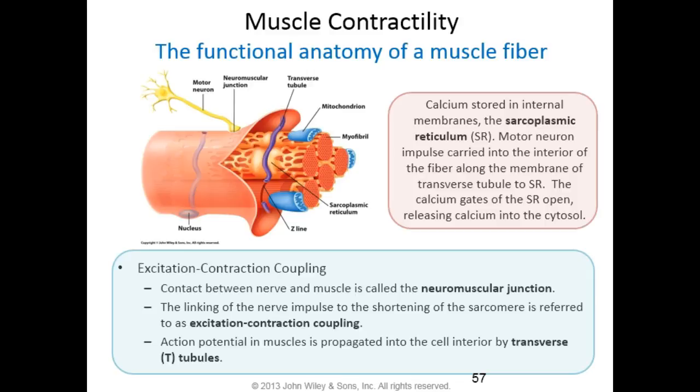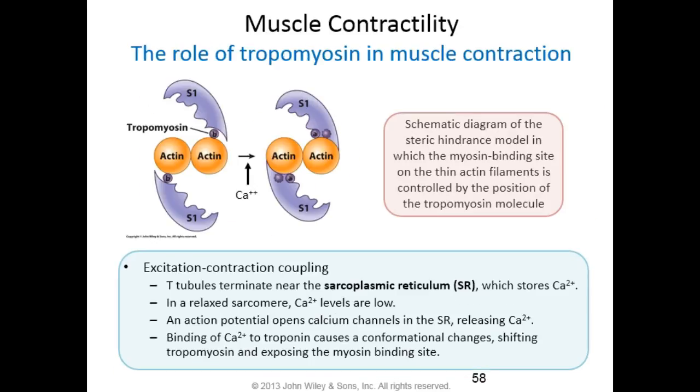Unlike in a neuron-to-neuron connection where the action potential stays at the cell surface, in skeletal muscle the impulse is propagated into the interior through these transverse tubules, and they terminate in close proximity to the sarcoplasmic reticulum, which is going to dump calcium into the muscle, moving the troponin out of the way so myosin heads can bind.